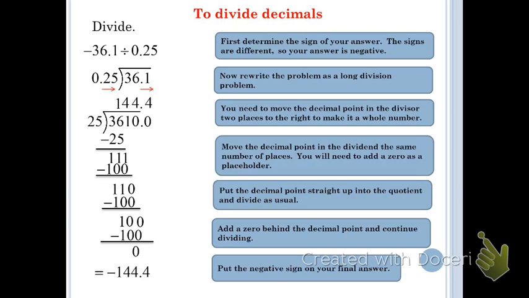Also, move the decimal point in the dividend, that's the 36.1, the same number of places. You will need to add a 0 as a placeholder. Put the decimal point straight up into the quotient and divide as usual. Add a 0 behind the decimal point and continue dividing. Be sure to put the negative sign on your final answer. Your quotient is negative 144 and 4 tenths.